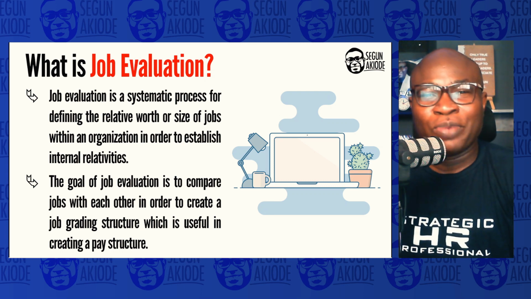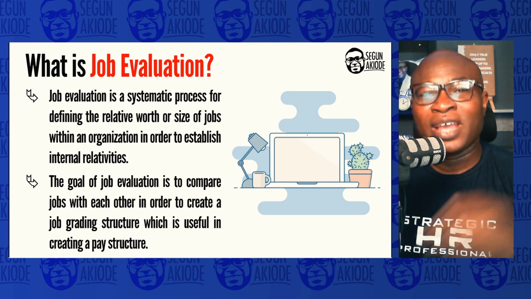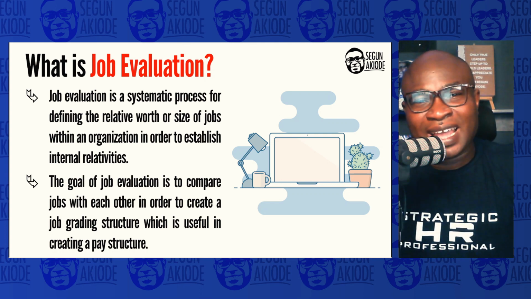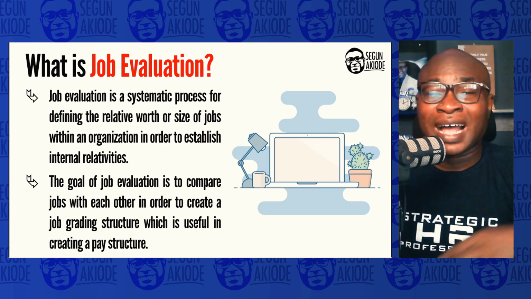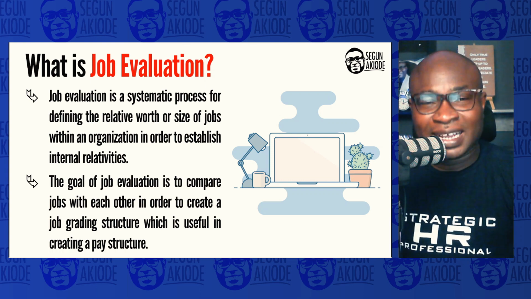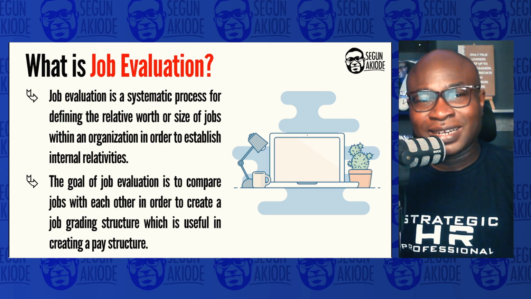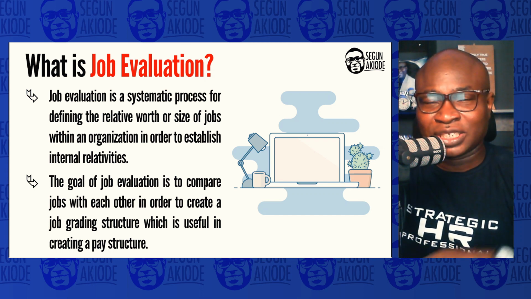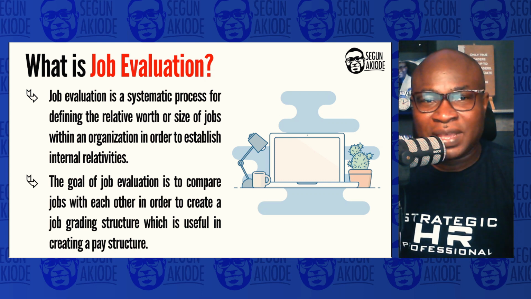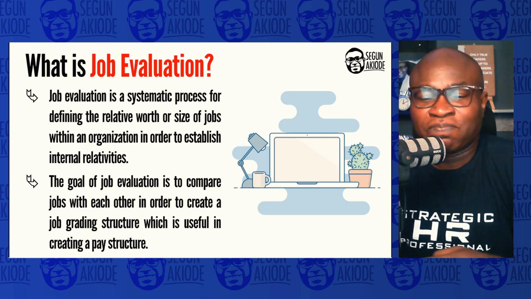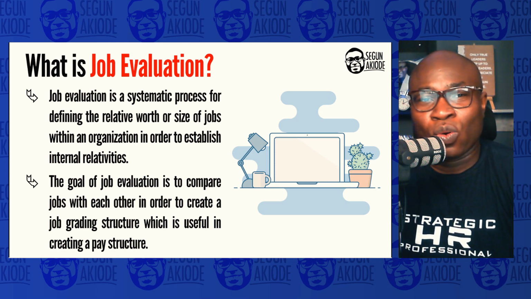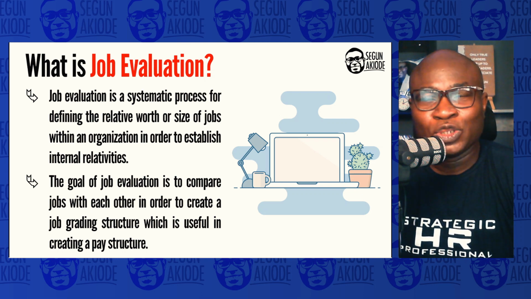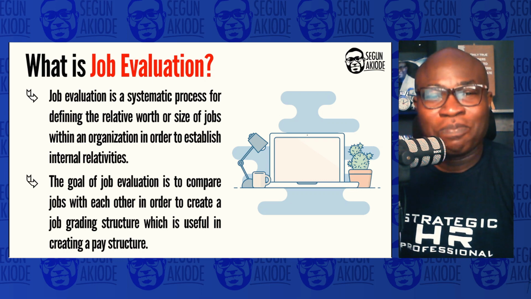So we now come up with a hierarchical order of jobs to say all jobs that are fresh entry level roles, they are in one grade structure. Jobs that have X number of years, X number of education, they're in another grade structure. And you have that hierarchy to the highest job within the organization. That is the idea behind doing your job evaluation. Then the end goal is that the job grading structure will be useful to creating your pay structure.